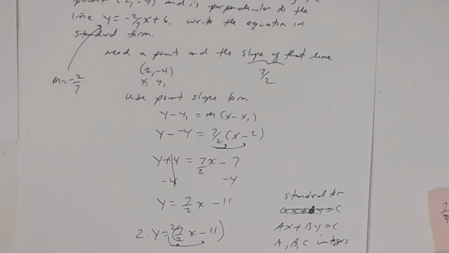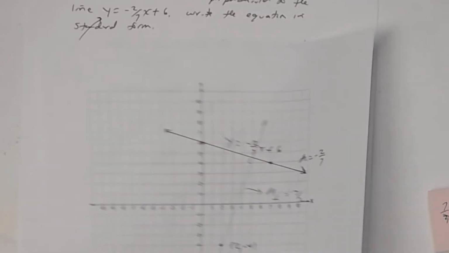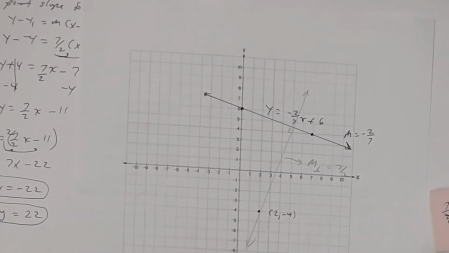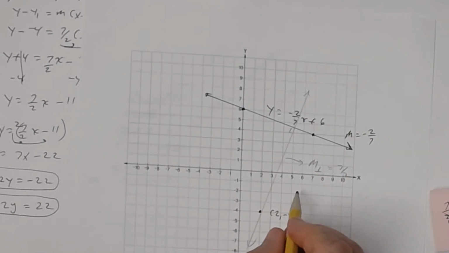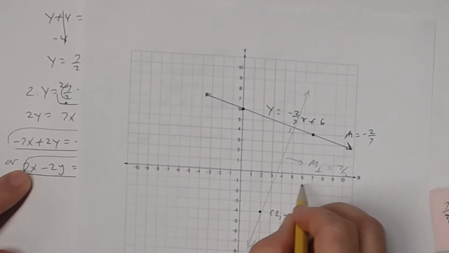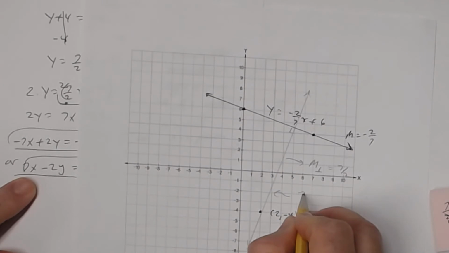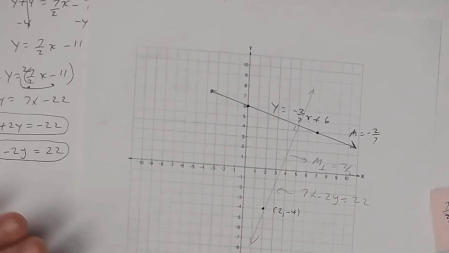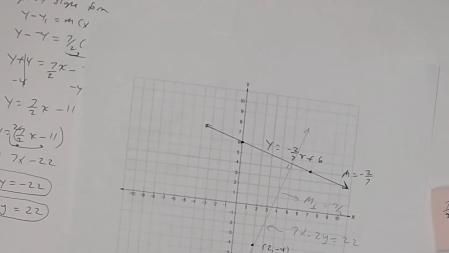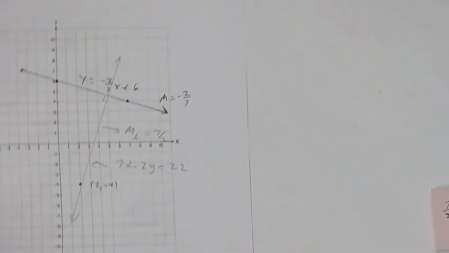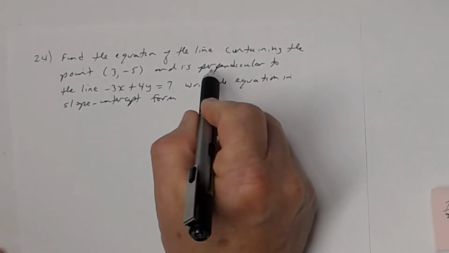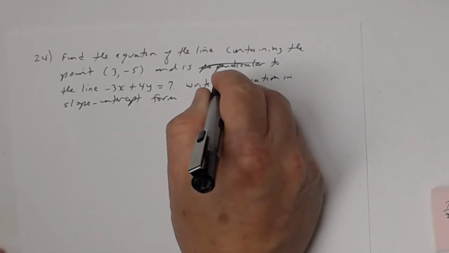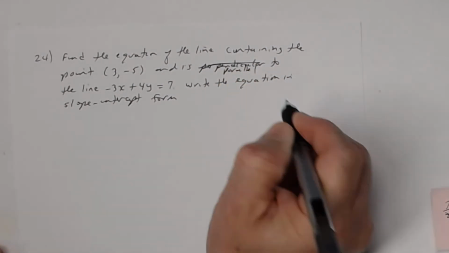Okay? All right. So what you found is the equation of this line right here, and the equation of that line is 7x minus 2y equals 22. That's what you found. All right, so that was 22. Now let's look at 23 real quick. So 23 is this problem right here, and it should not be perpendicular but parallel. So the problem says parallel.